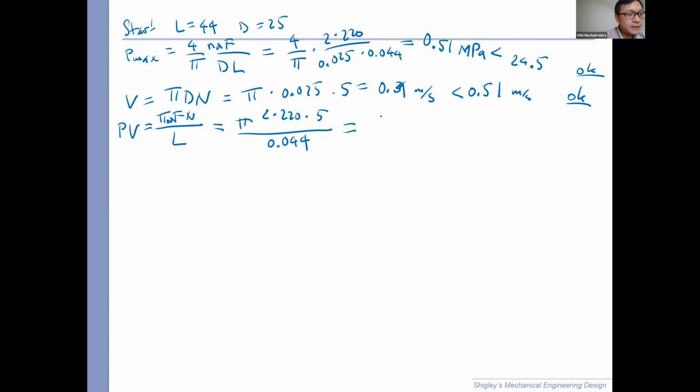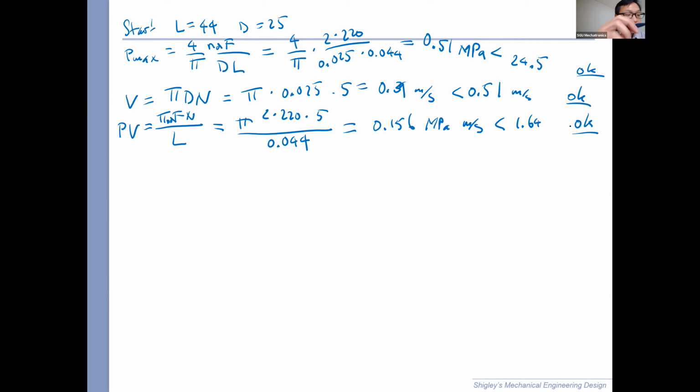Okay. 0.156 should be the same. And this is less than 1.64. Good news. We passed all 3 limits. Okay. So the answer is yes, we can use D is 25, L is 44.